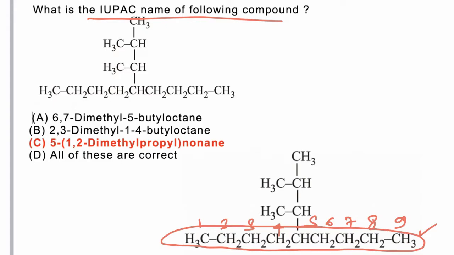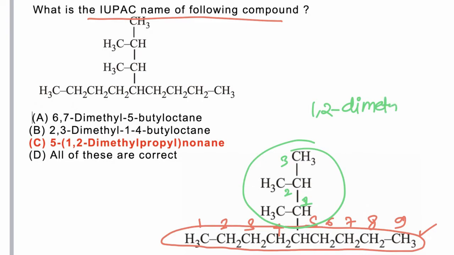Now this is a side chain, which is complex because the side chain is substituted. During naming of the side chain, we have to give number 1 to that carbon from which it is directly attached to the main chain. Now the side chain is complex and the name of the side chain is 1,2-dimethylpropyl, which is attached at carbon number 5. So 5-(1,2-dimethylpropyl). Total 9 carbon atoms are present, hence nonane. The correct answer is C.